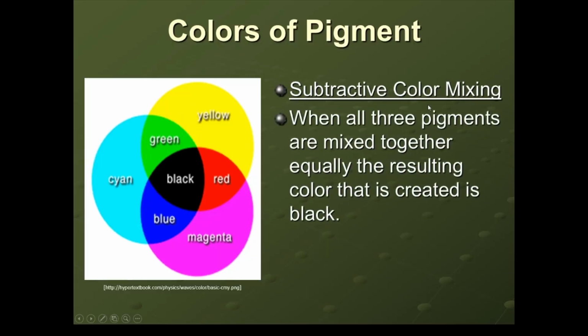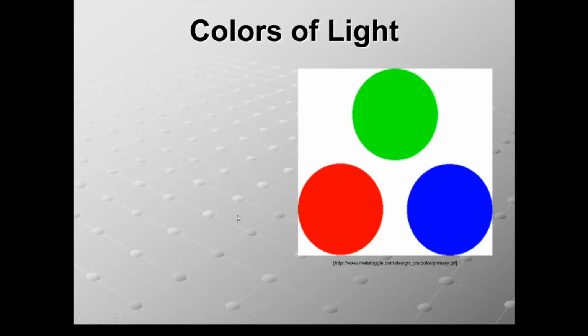But going back to this, continuing on, this is subtractive color mixing. So when all 3 pigments are mixed together equally, the resulting color that is created is black. I kind of talked about how printers sometimes use color ink, the cyan, magenta, and yellow, to make black. You can still do that with any color paint. If you were to mix all the colors equally, you'd get black paint or black pigment.